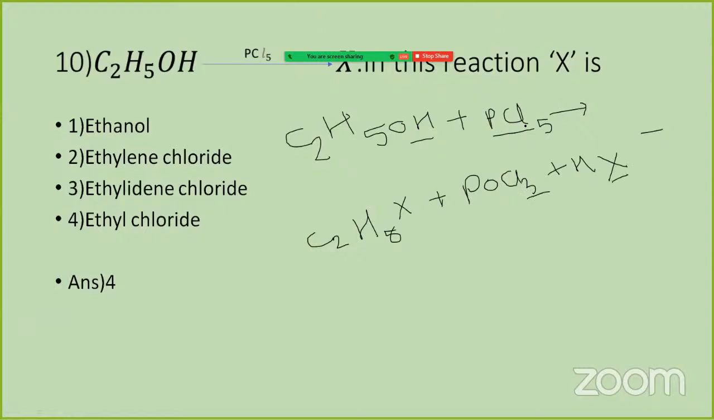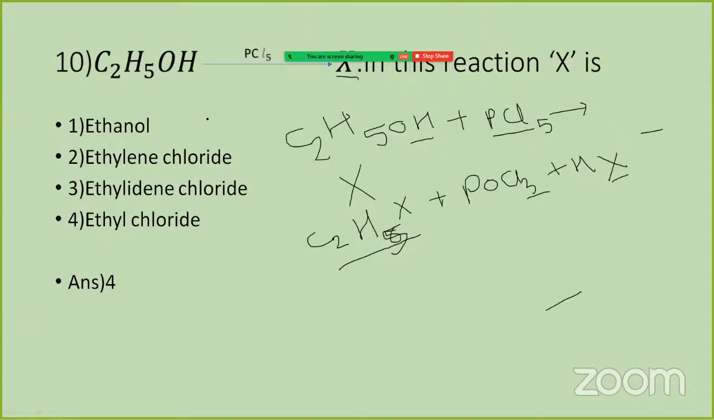In the question they are asking: alcohol on reaction with PCl5 gives X. So what is this X? What is the major product here? The major product here is C2H5X. This is our product X. So C2H5Cl is ethyl chloride.